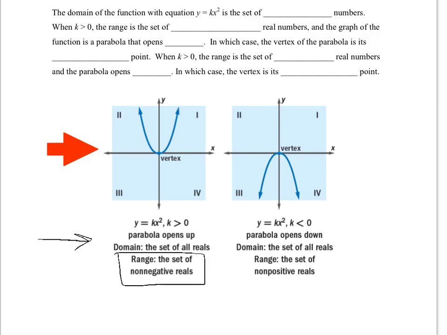When you have a parabola opening down, that's when y equals kx squared when k is less than 0. So you multiply a number less than 0 times x squared, and you're going to have a frowning graph. The domain is still the same, but the range is the set of non-positive reals. So it's going to be all the numbers below the x-axis, the non-positives, the negatives, in other words. Make sure you know both of those and you can identify both of those.